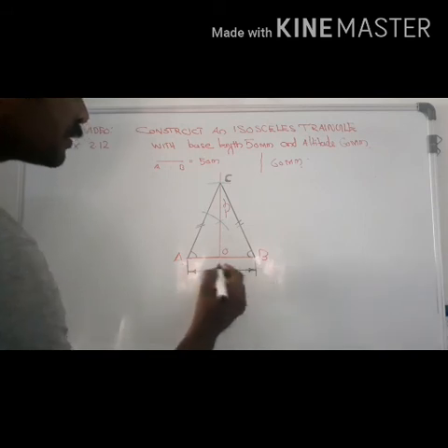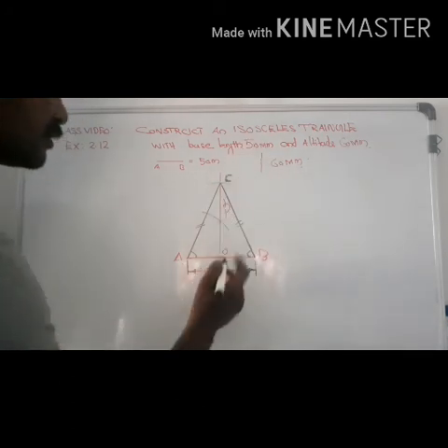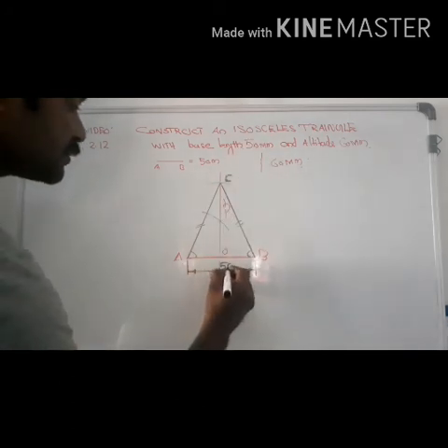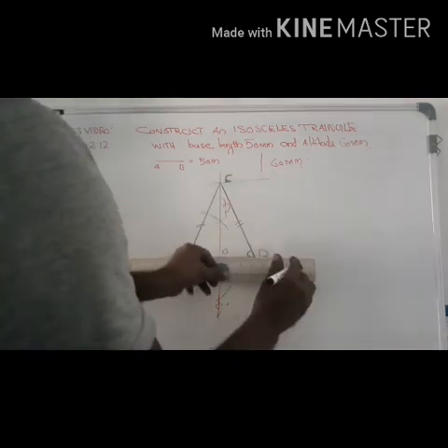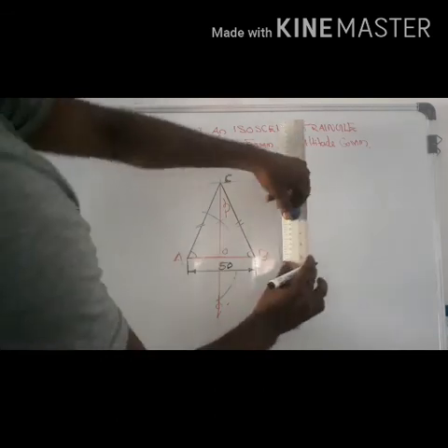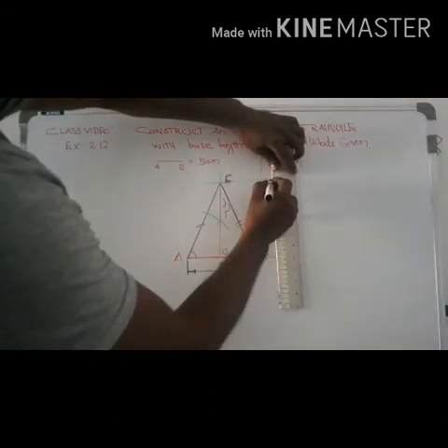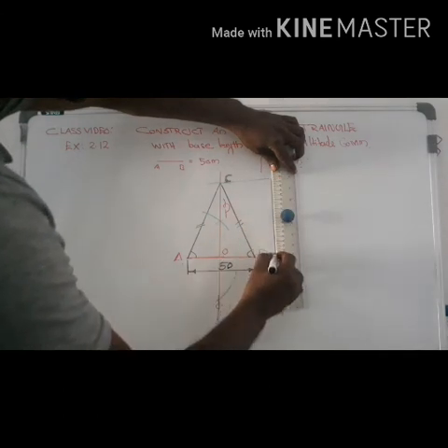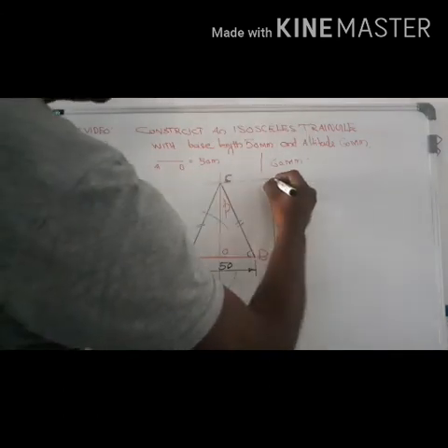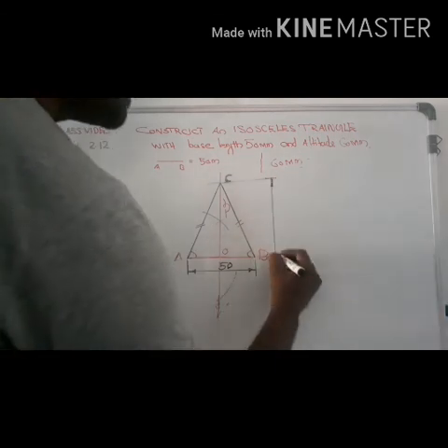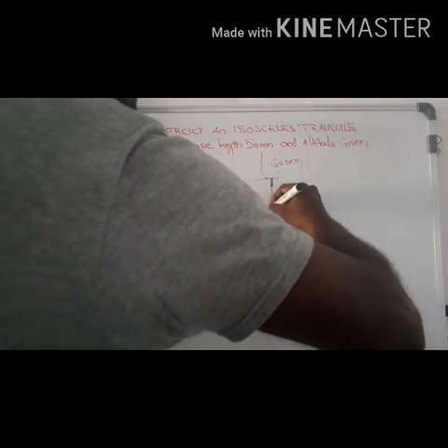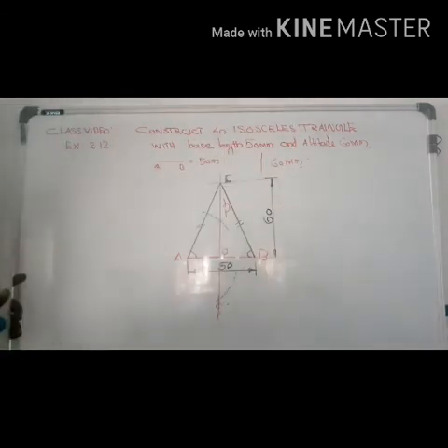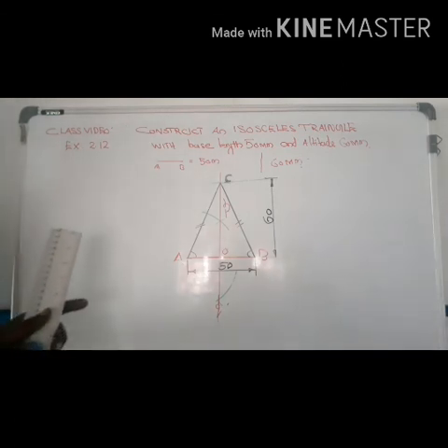Now place your values. What is the base length that is given? 50 mm. This is 50. Similarly, the altitude value is also given, that is 60 millimeter. Now place your value like this, 60. Okay, now we have completed our example. Okay, we will see in the next class.